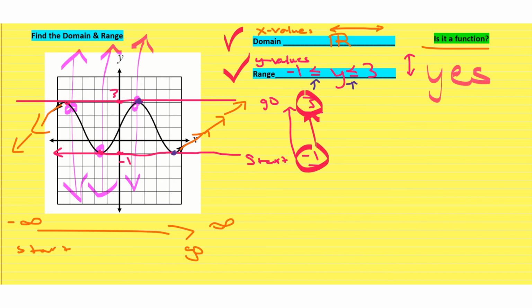So just as an extra piece of information, this wavy curve right here that vacillates consistently between -1 and 3 is actually a sine function. It's a trig function, and sine functions are indeed functions. That's why we call them sine functions. Okay, hopefully that helps.